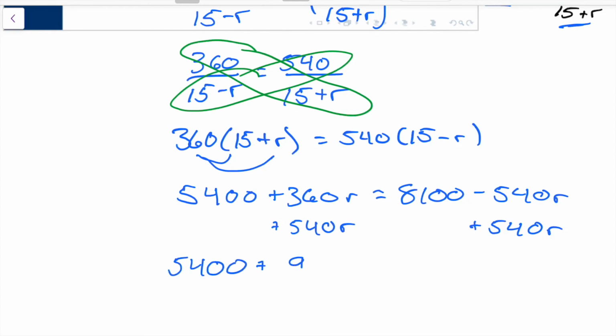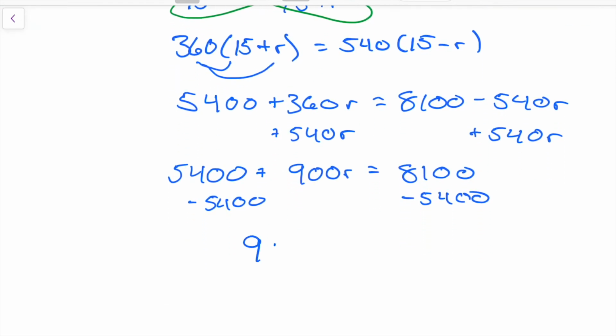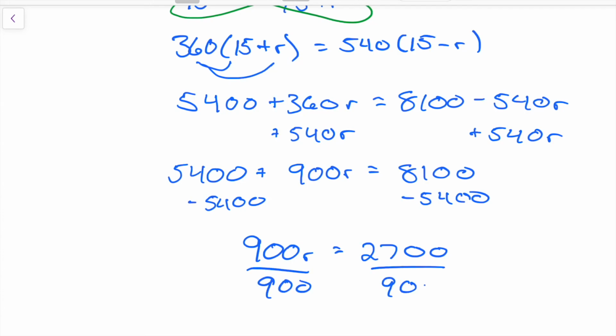5,400 plus this will be 900r is equal to 8,100. We'll subtract 5,400 from both sides. Right? If we do that arithmetic, 900r is equal to 2,700. And now I want to divide by 900. And as a final answer, I'll get 3 miles per hour.